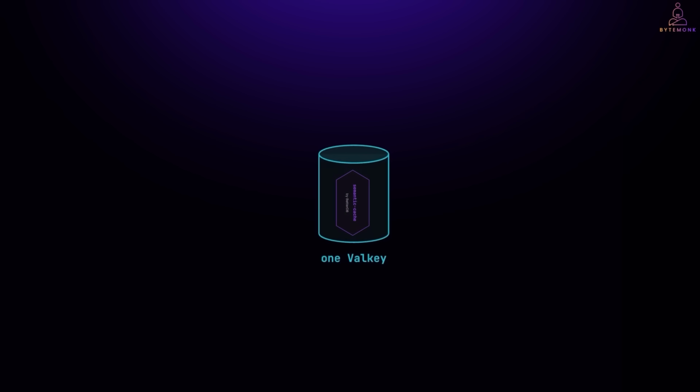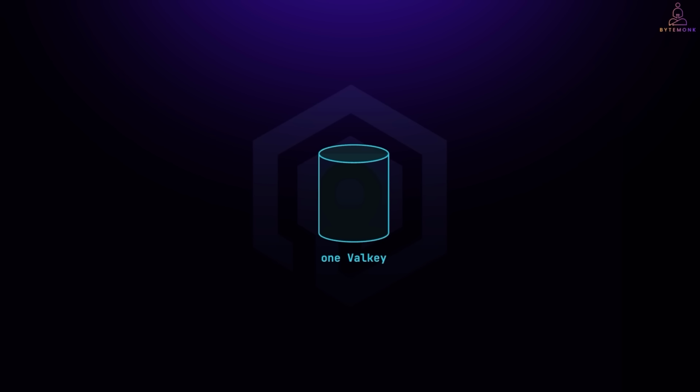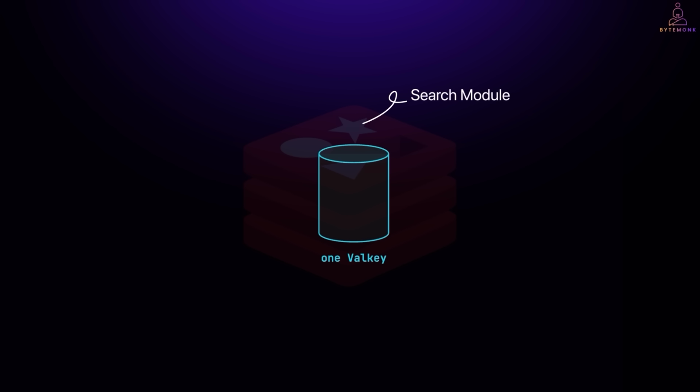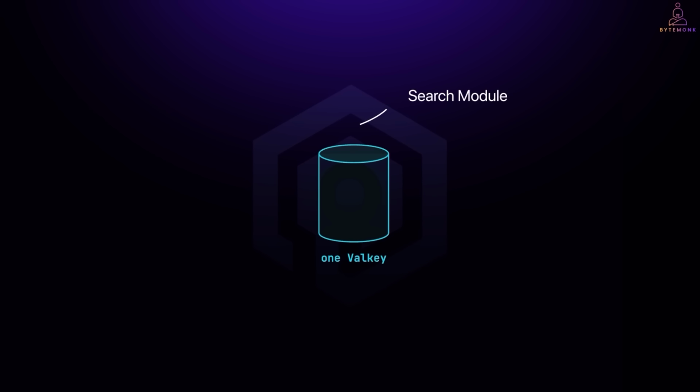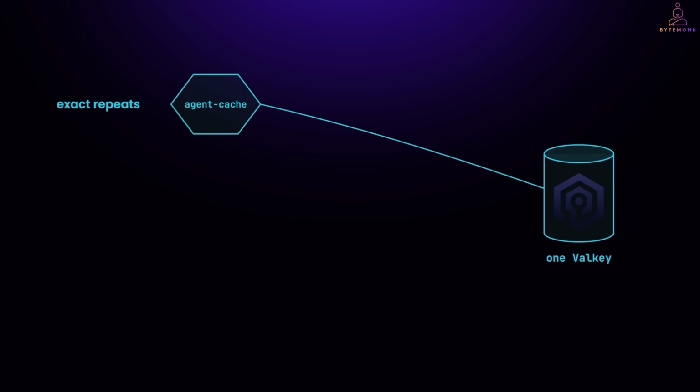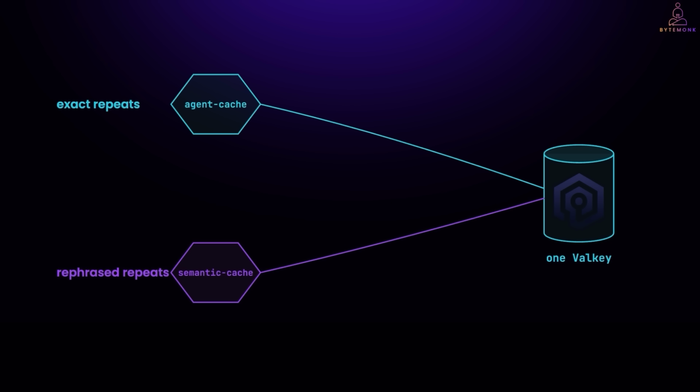It runs on the vector search that is built into Valkey. So again, no extra add-ons. And this is the one place Redis and Valkey actually differ. On Redis, you would need a separate search module for this, and managed Redis usually will not let you install it. Valkey has it in the base engine. Either way, both caches sit in front of the same instance. One handles the exact repeats, the other handles the rephrased ones.